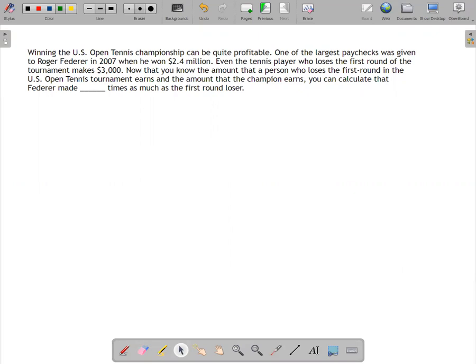Now that you know the amount that a person who loses the first round in the US Open tennis tournament earns and the amount the champion earns, you can calculate that Federer made blank times as much as the first round loser. So we just want to compare the two with division. So for this one right here, Federer made blank times as much, right? So we want to compare to Federer. So I want to take the $3,000 and divide it by what Federer got, filling in the appropriate number of zeros. So 2, 4, 0, 0, 0, 0, 0, that would be 2.4 million.